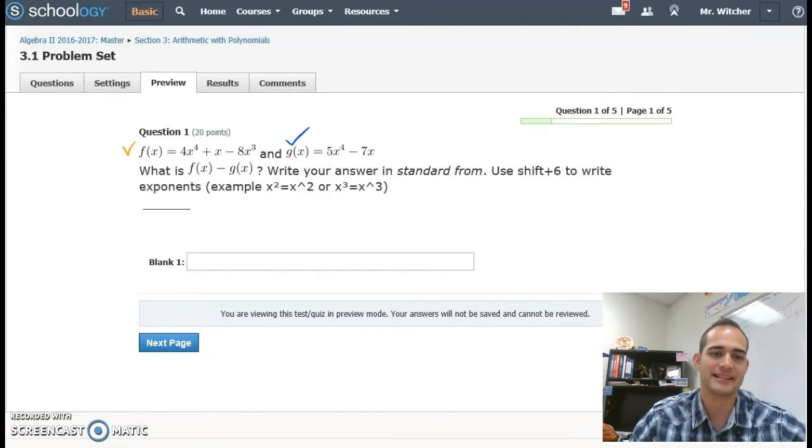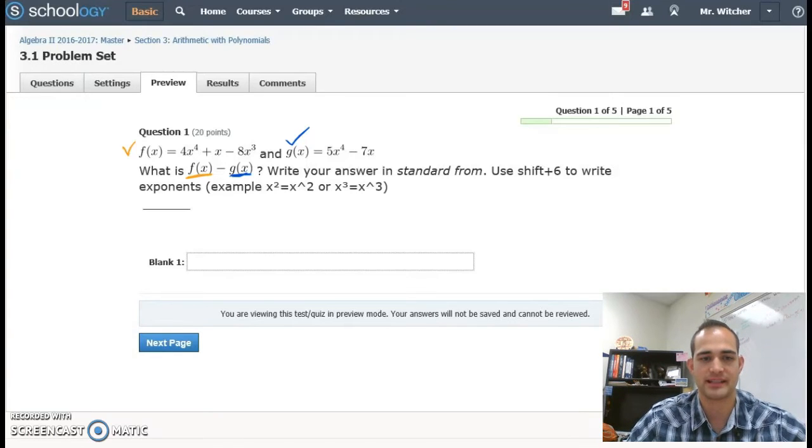Now it says, what is f of x minus g of x? So here's our blue function, right? And it's going to be subtracted from our orange function. And then I want you to write your answer in standard form. That means going from the highest exponent to the smallest. And then use shift 6 to write exponents.